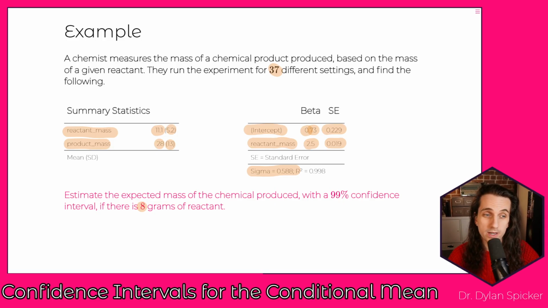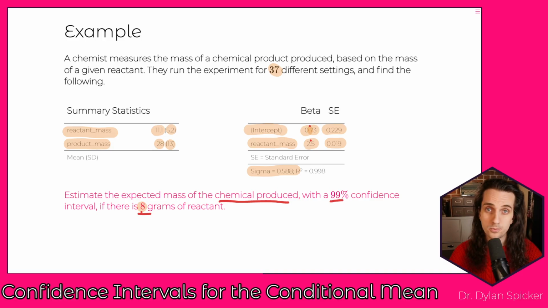And so what we're saying is we want to estimate the conditional mean of our mass produced given x is equal to 8. So we take our intercept plus 2.5 times 8, and that's going to give us the expected value, the point estimate.